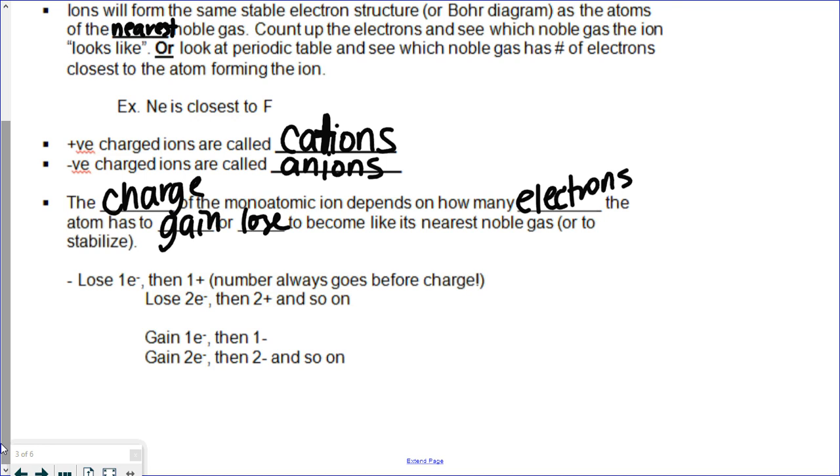And on the other side, if it gains 1 electron, if you're gaining a negative charge, that will have an overall negative charge of negative 1. And if it gains 2 electrons, then it will have a negative charge of negative 2. So that's something that's really important to keep in mind and pay attention to.